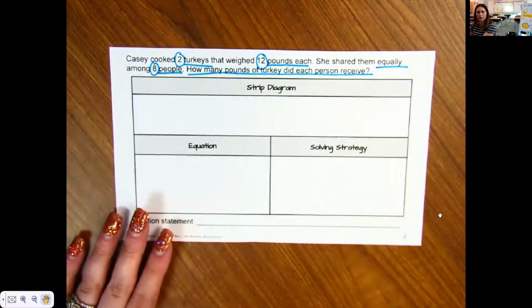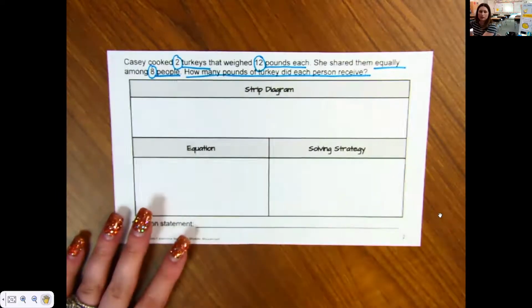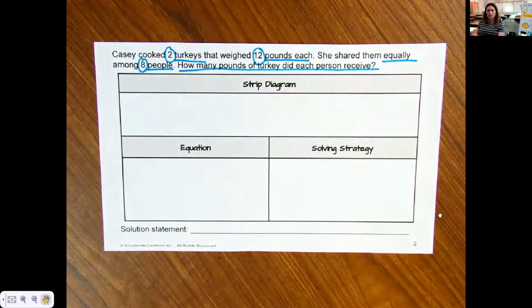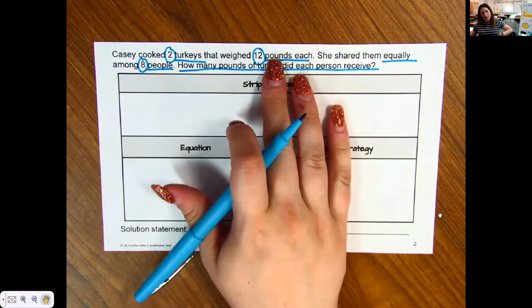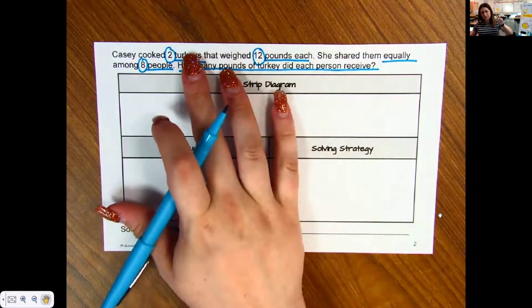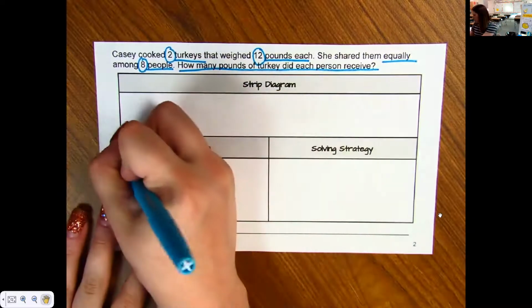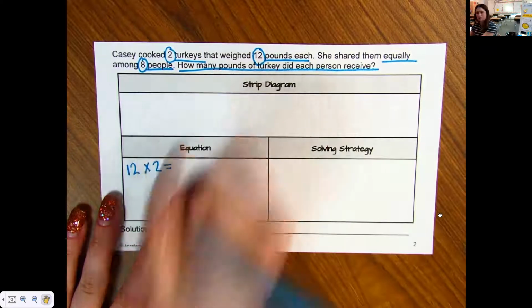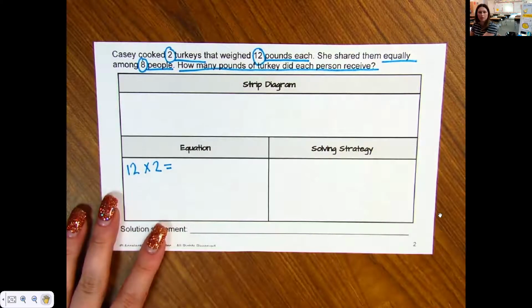All right, well, first I got to figure out, because if I want to know how many pounds each person received, well, first I have to figure out how many pounds there are total, right? Because I don't know how many pounds of turkey there are. Well, I know they're 12 pounds each, and there's 2 of them. So that means I need to do 12 times 2 equals, okay? I'm going to do 12 times 2.